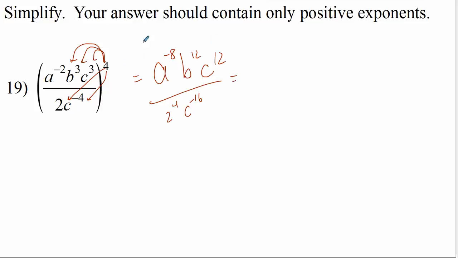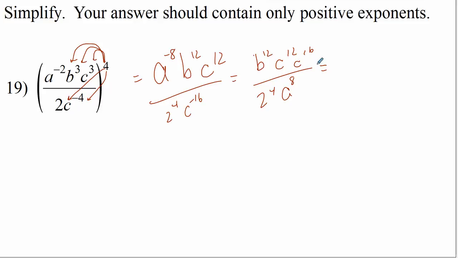Now let's flip negatives and make them all positive. I just like positive numbers. They're so, like, nice and warm and cuddly. So b to the 12, c to the 12, the c to the negative 16 pops up, the a to the 8 now is on the bottom because it's now positive, and the 2 to the 4 is still there.